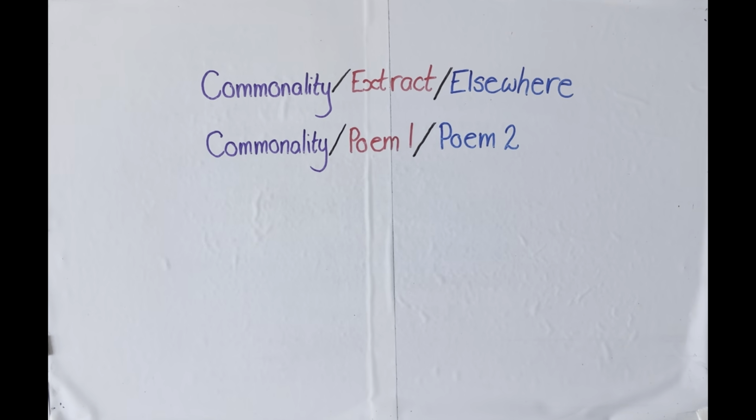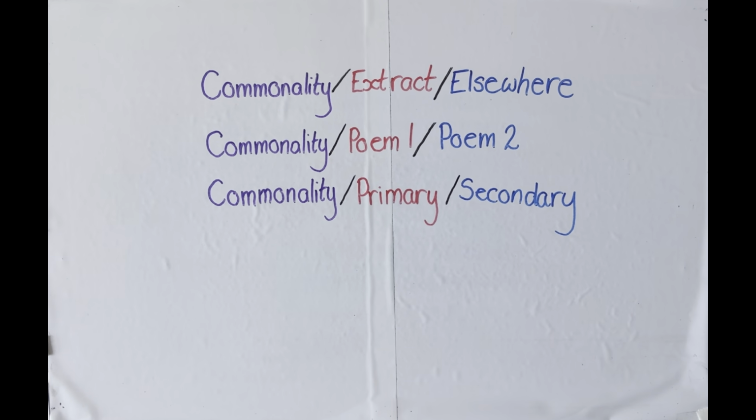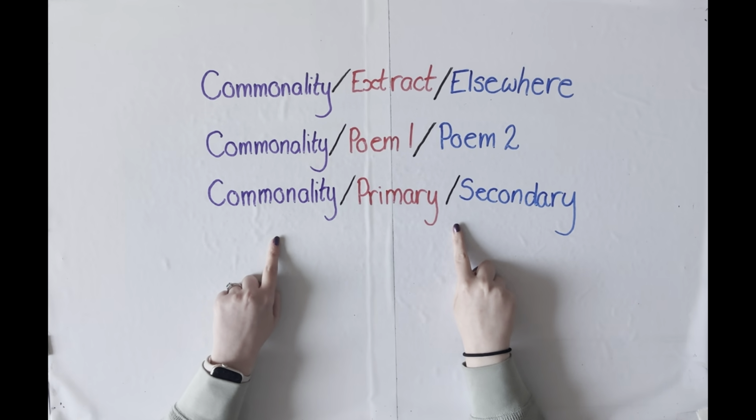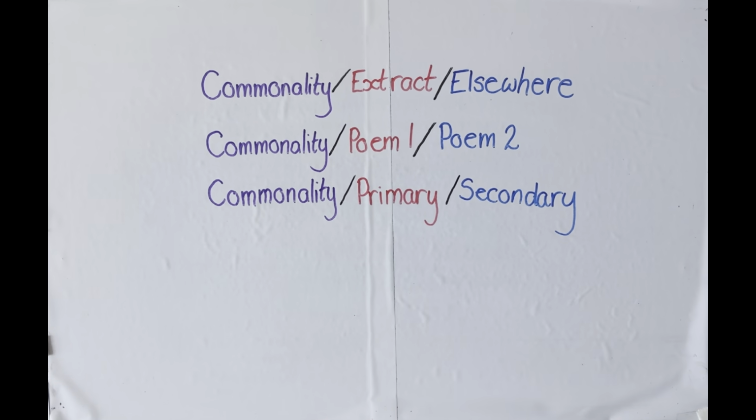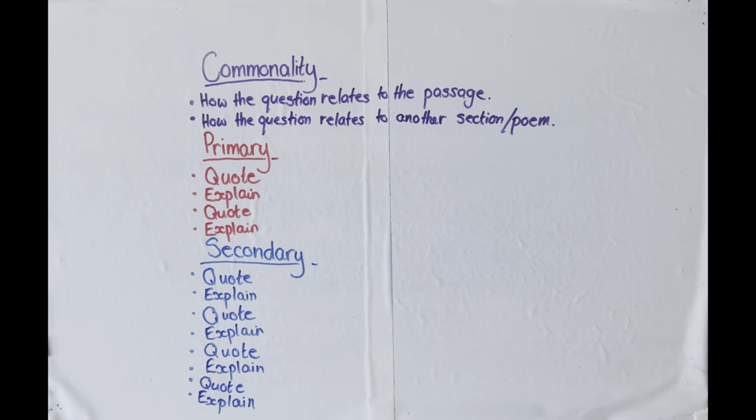If you're doing the poems, you might have done commonality, poem 1, poem 2, but I personally prefer commonality, primary and secondary, where primary is the passage that they've given you and secondary is either somewhere else in the text or another poem. This one is my personal favourite, so that's the one I'm going to use for my examples. When I'm teaching the 8-mark question, I like answers to be laid out like this: 2 bullet points for commonality, 2 quotes and explanations for primary, and 4 quotes and explanations for secondary.